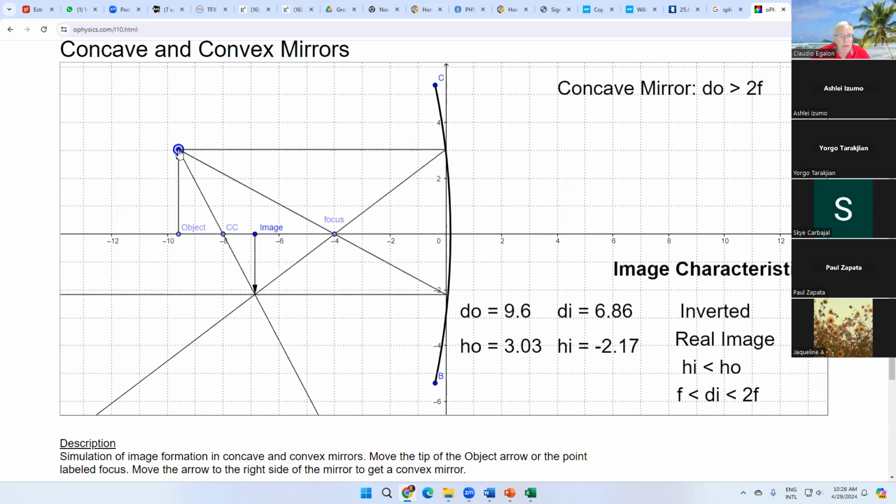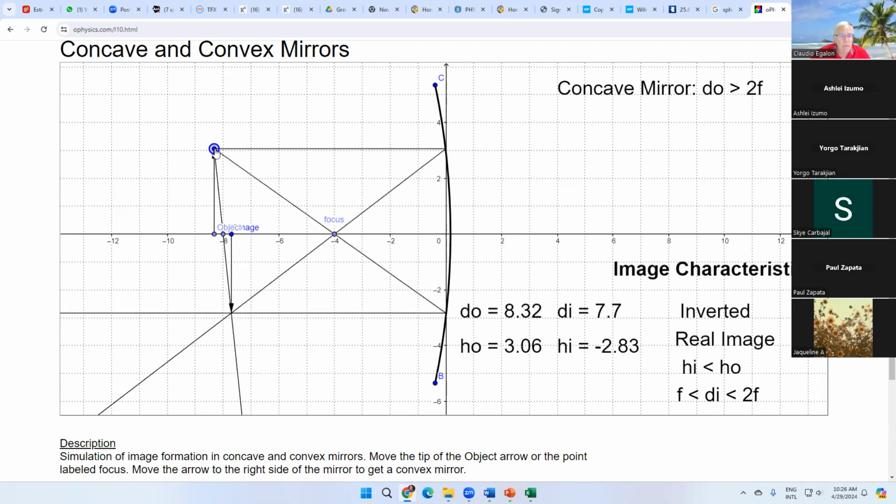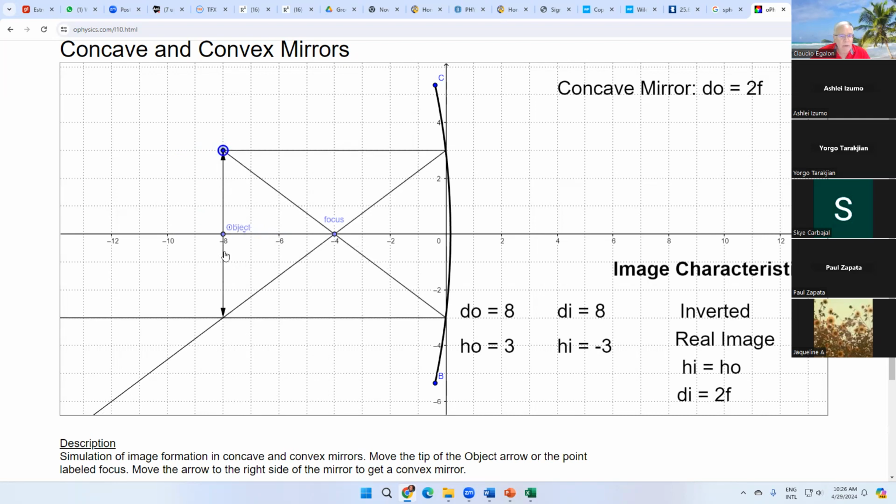The image keeps on growing, right? Until it comes to a point where, if the image is located exactly at the center of curvature, the object is also going to be located at the center of curvature. Okay? See? Distance of the object, 8 units. Distance of the image, 8 units. Height of the object, 3 units. Height of the image is -3 units. That's exactly, and the magnification is going to be exactly 1.